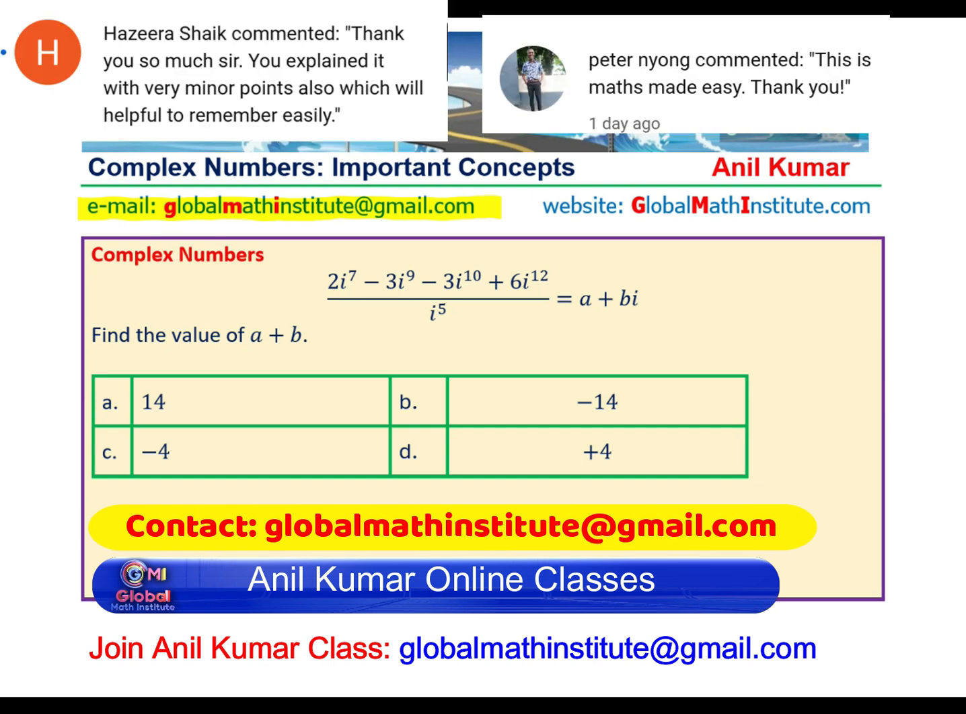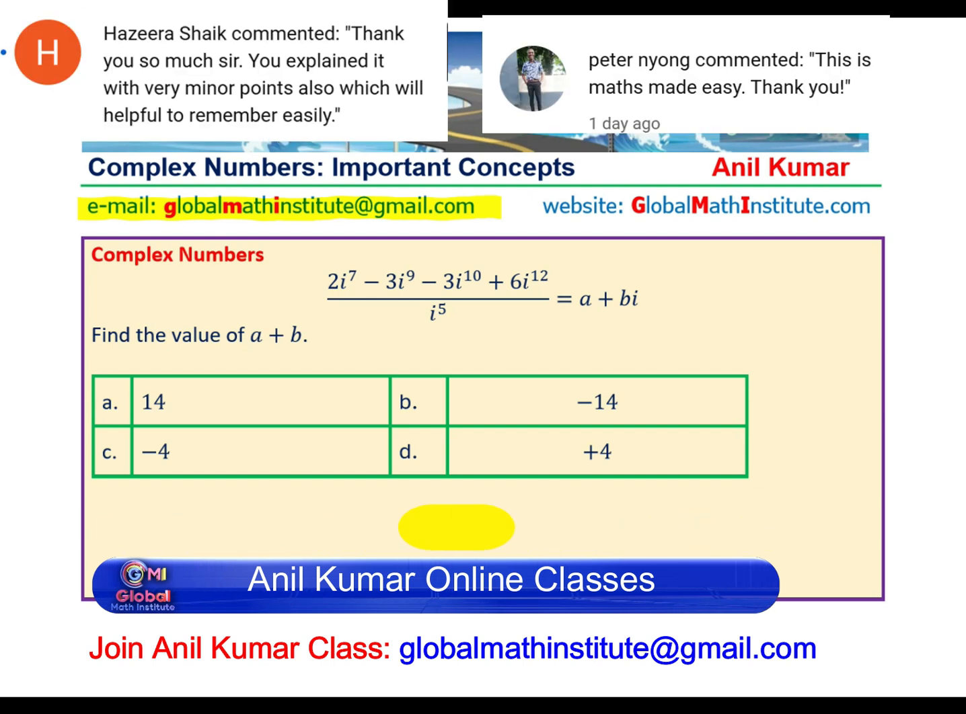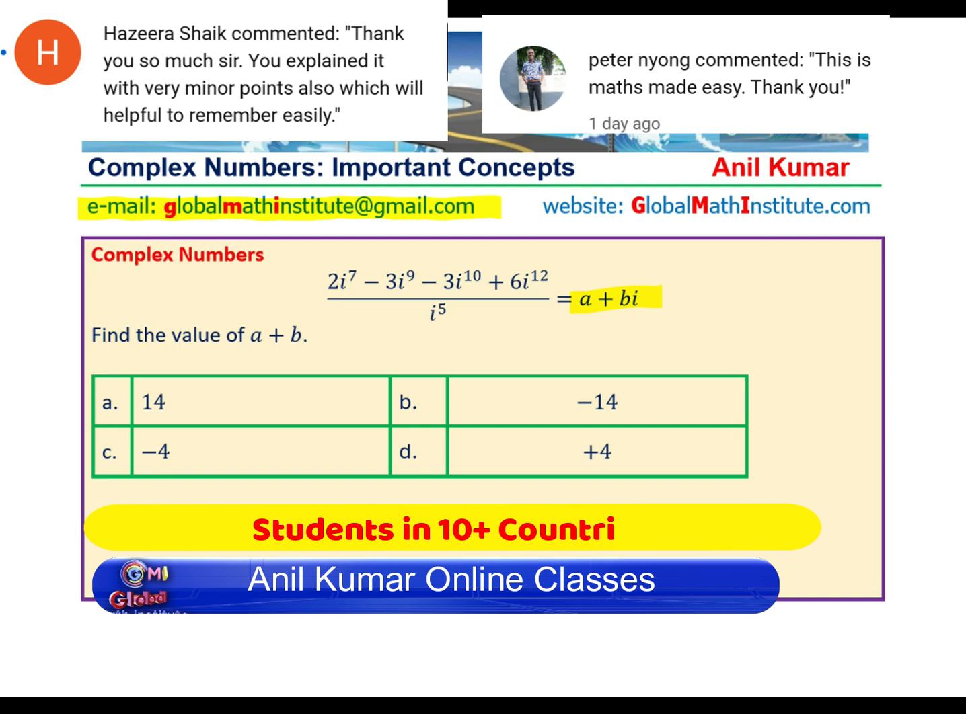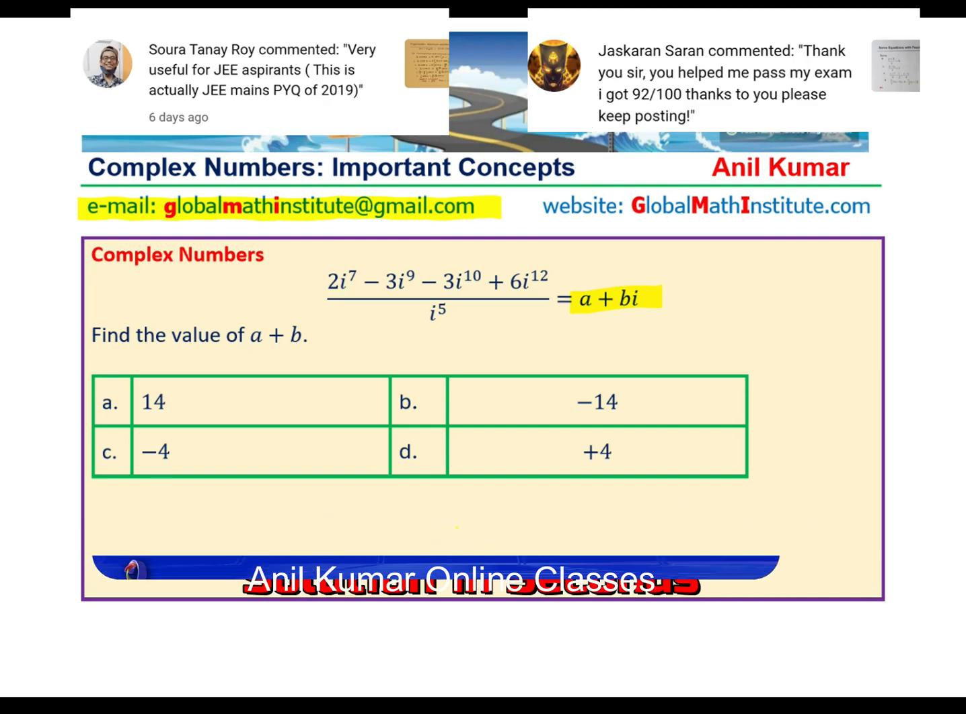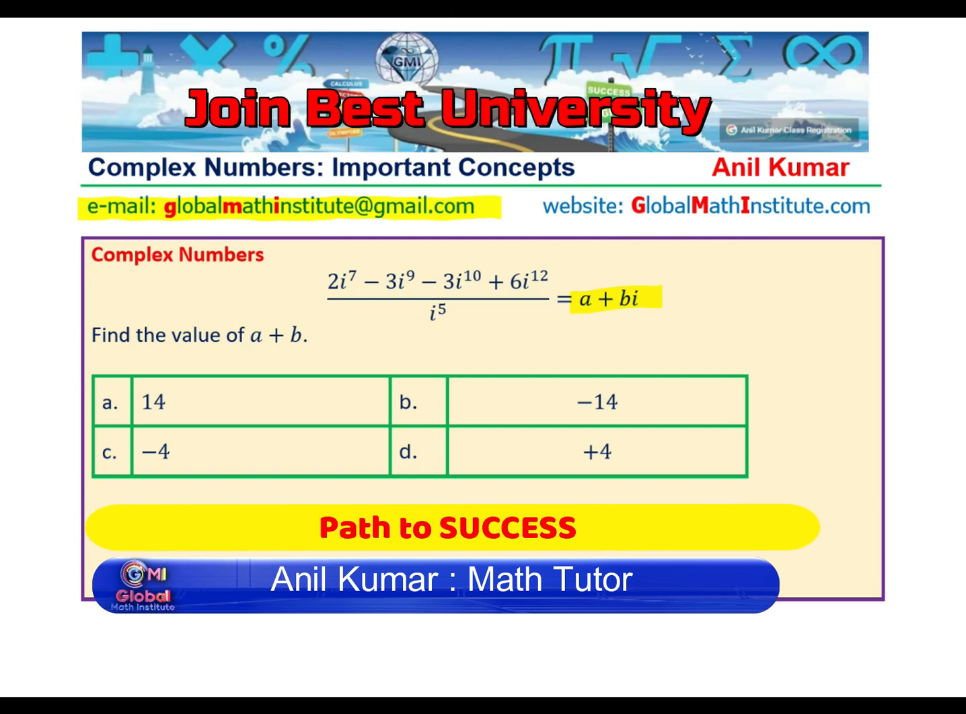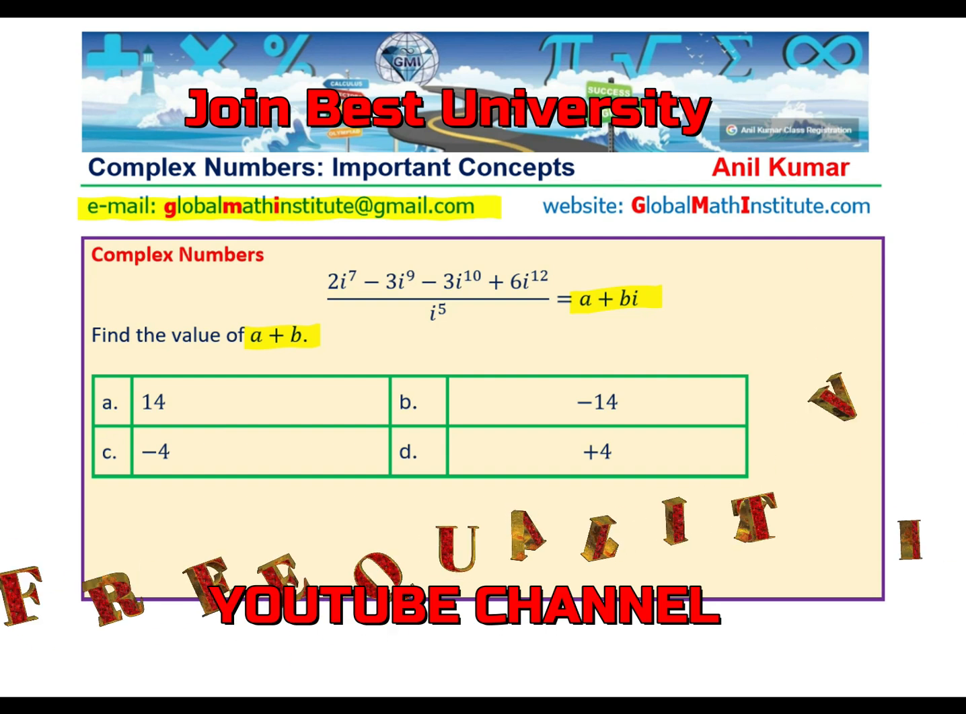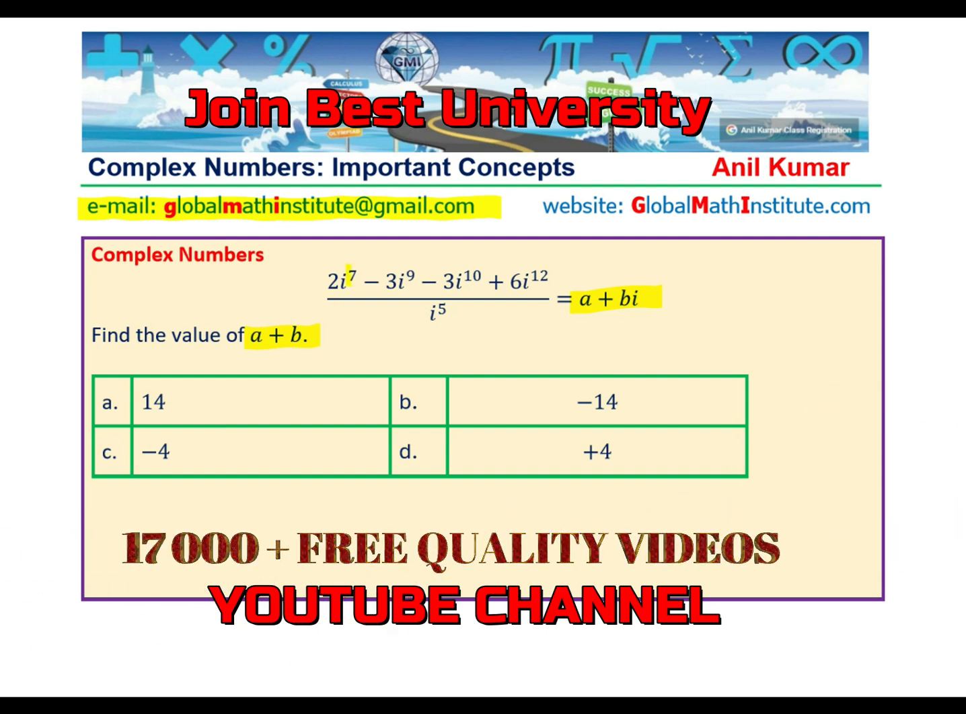Now let us see how we simplify this. We need to write this in terms of a plus bi, right? We are given some values as options for the value of a plus b. Great. So as you can see, we have even and odd powers, so we do expect some value of a and some value of b. Let us first simplify this.